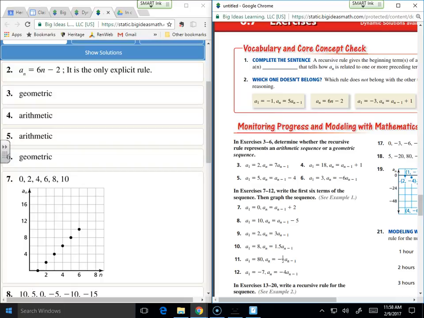All right. Here we go. Number 2. Did you guys figure out 6n minus 2 was the odd man out? He looked way differently than all the rest, right? Okay. This is page 344, right? Number 3, geometric. Number 4, arithmetic. Number 5, arithmetic. Number 6, geometric. All you had to say on 3 through 5 was whether it was arithmetic or geometric.